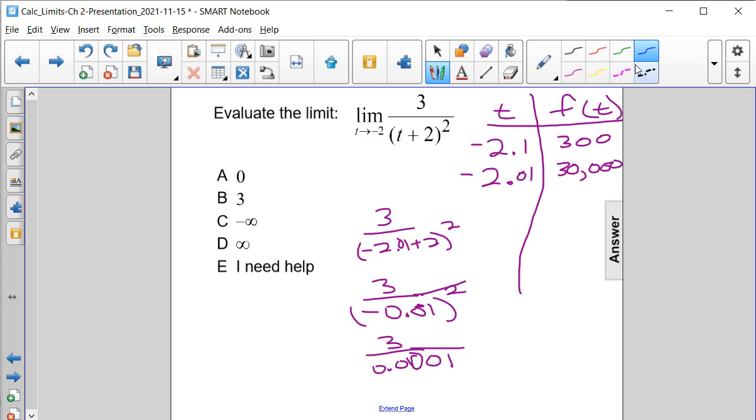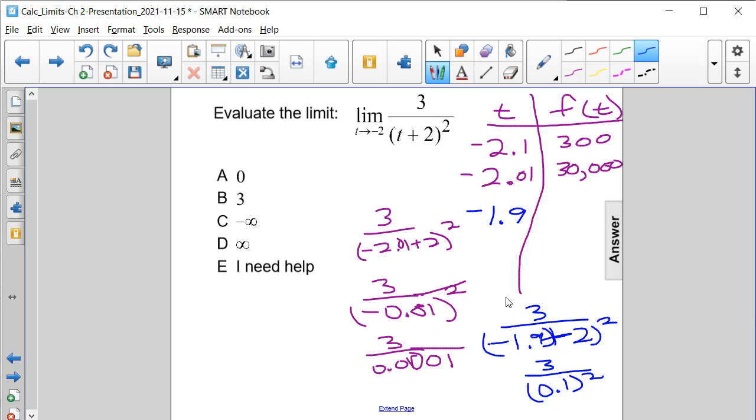Now let's work on approaching it from the right. So we have negative 1 and 9/10. So we'll have 3 over negative 1 and 9/10 plus 2 squared. So we'll have 3 over 1/10 squared, which will be 3 over 1/100th, which will be 300 again.